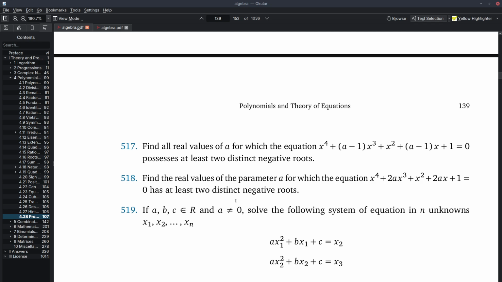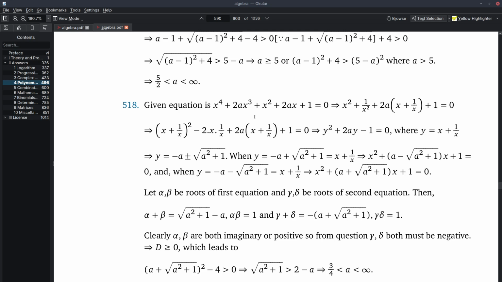Now we move on to question 518. Find the real values of the parameter a for which the equation x^4 + 2x^3 + x^2 + 2x + 1 = 0 has at least two distinct negative roots. So, a similar question. We proceed similarly: we divide by x^2 and we arrive at (x + 1/x)^2 - 2 + 2(x + 1/x) + 1 = 0. Like the last problem, we take x + 1/x equal to y.